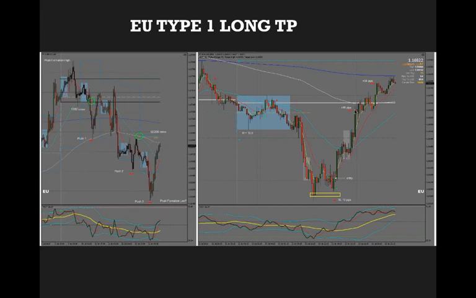Okay, and if you held up here, from here to here is like 30 pips, and from here to here is like 40 pips. So it still would have been a good trade if you had taken that.